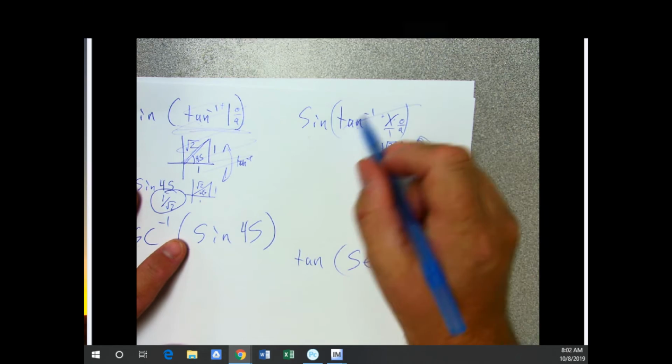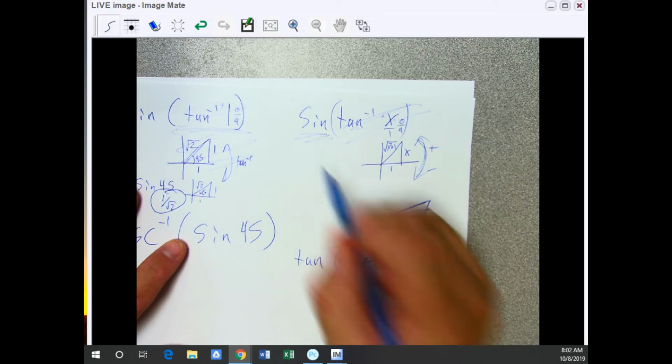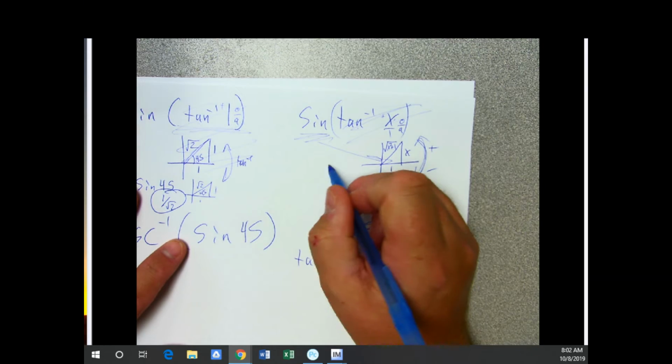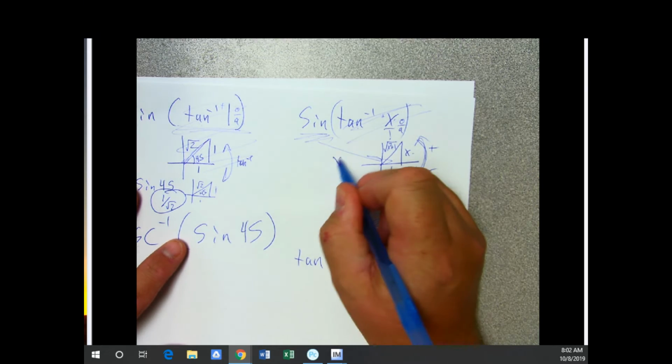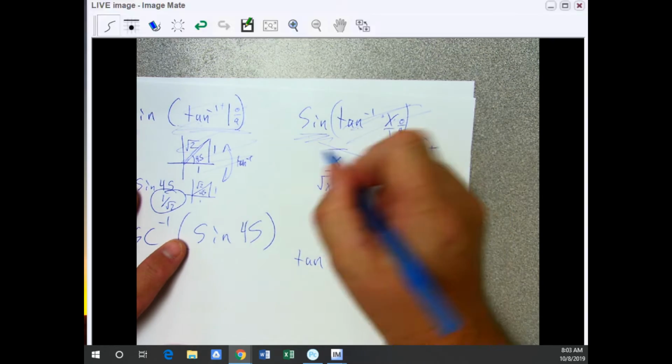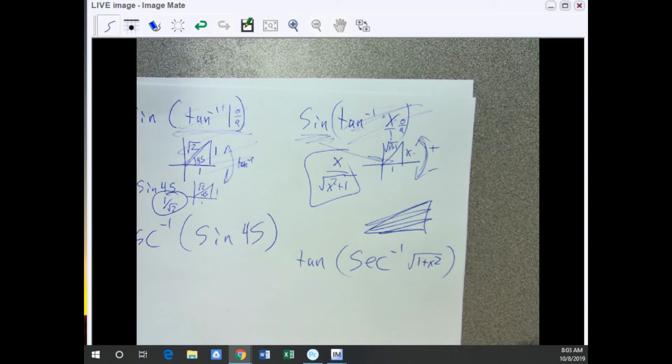Now, all this is dead to me. I just need to find the sine of this. So what is the sine of that angle? Answer is opposite over hypotenuse, x over the square root of x squared plus 1. There you go. That is the answer.